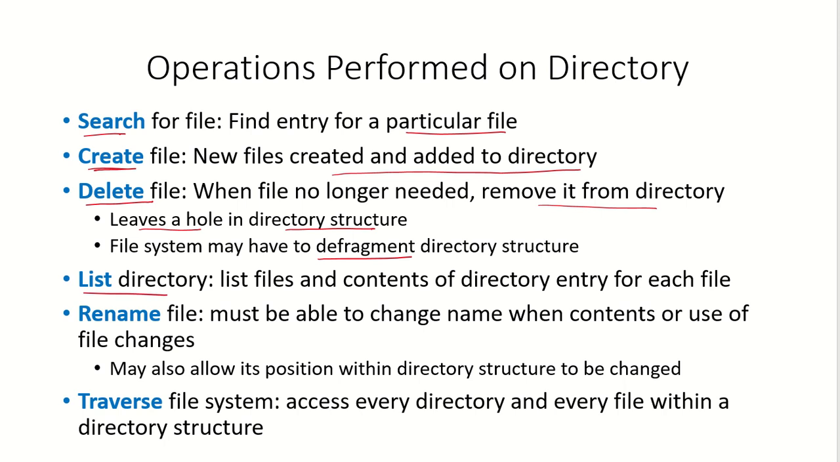We can list the directory, that means listing the directory will list all the files and the contents of the directory entry for each file. Each file has a directory entry, so whatever the contents of the directory entry are, they will also come along with the names of the files. Any particular file can be renamed, so the user must be able to change the name when the contents or the use of the file changes. This facility is provided to the user, and this may also allow its position within the structure of the directory to be changed.